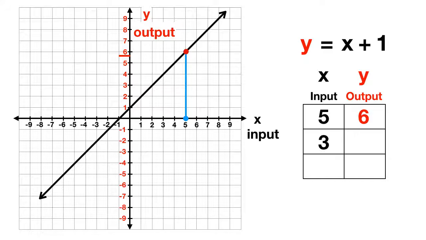If you had an input of 3, you would just go to 3 on your x-axis. You'd look up to the line and see that it's right here at a y value of 4. So when the input is 3, the output is 4. Finally, we could look for an input of negative 5. You would just go to negative 5 on your x-axis and go down to the line. We can see that at this point, the line has a y value of negative 4. So if the input is negative 5, the output is negative 4.